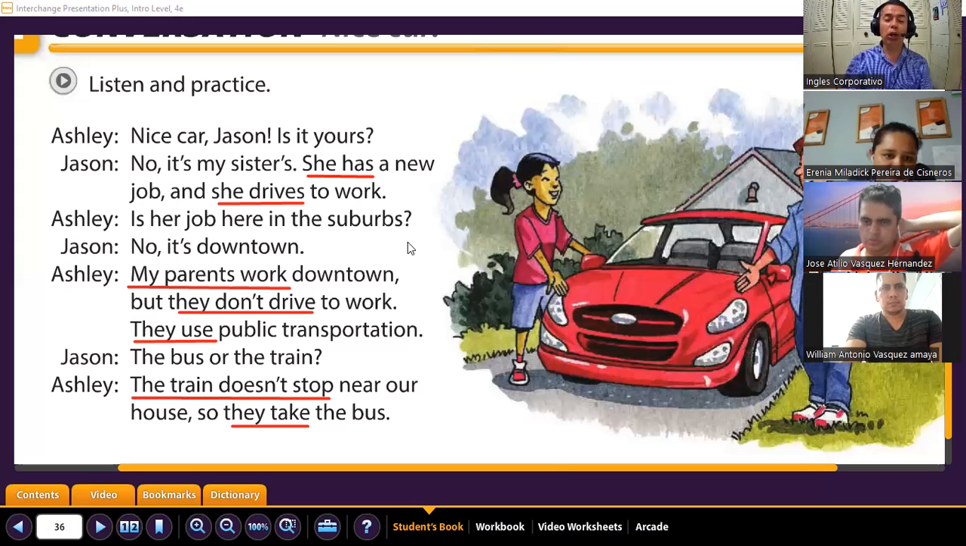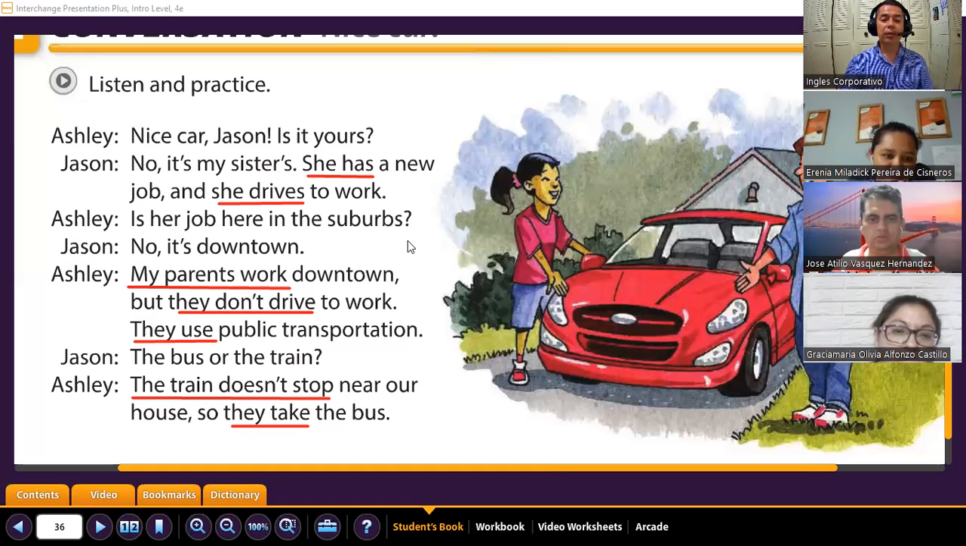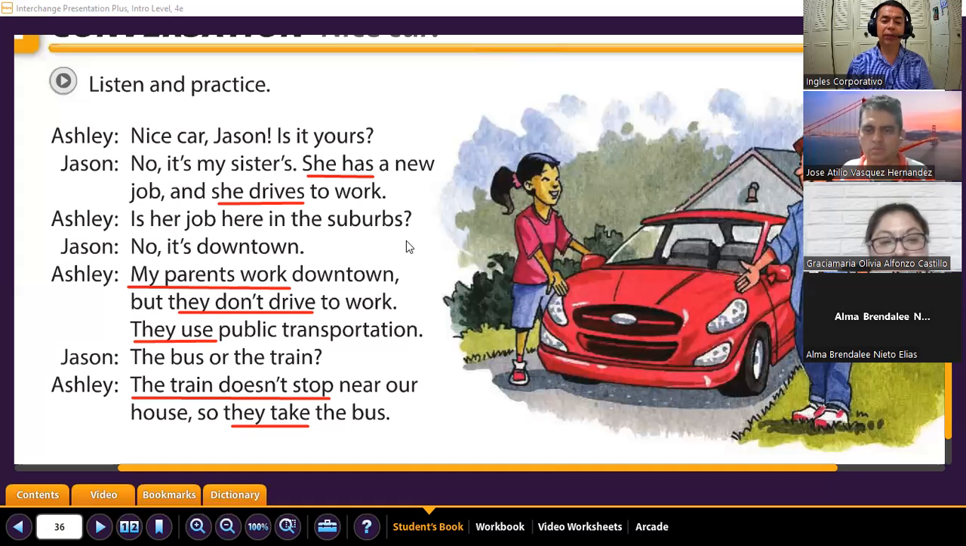Now, she drives to work. What is the subject? She. What is the verb? Drives. Drive. Good. My parents work downtown. What is the subject? My parents. My parents, mi papá, right? And what is the verb? Work. Work, very good. They don't drive to work. What is the subject? They. The verb?